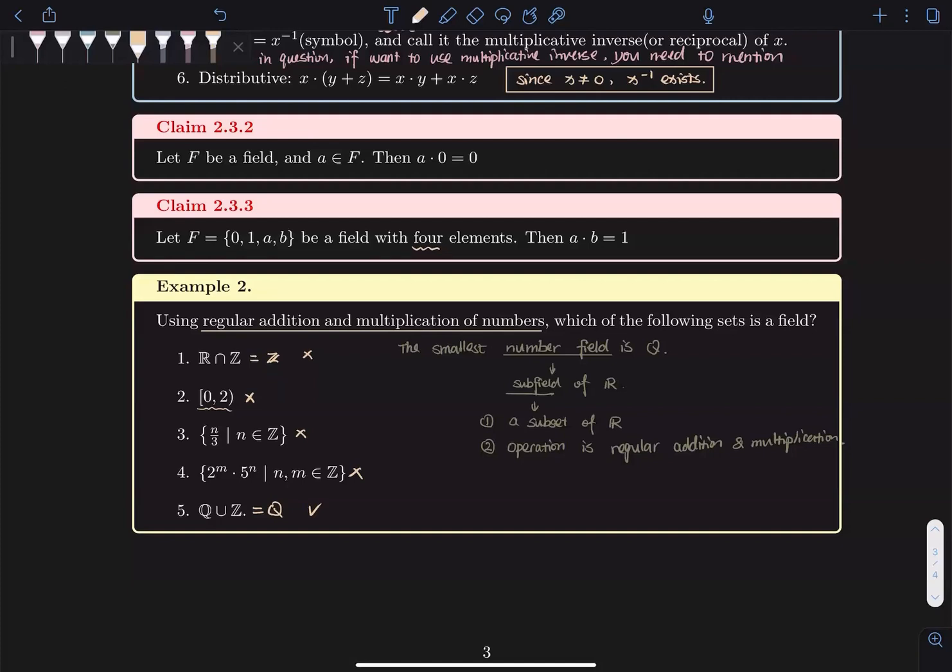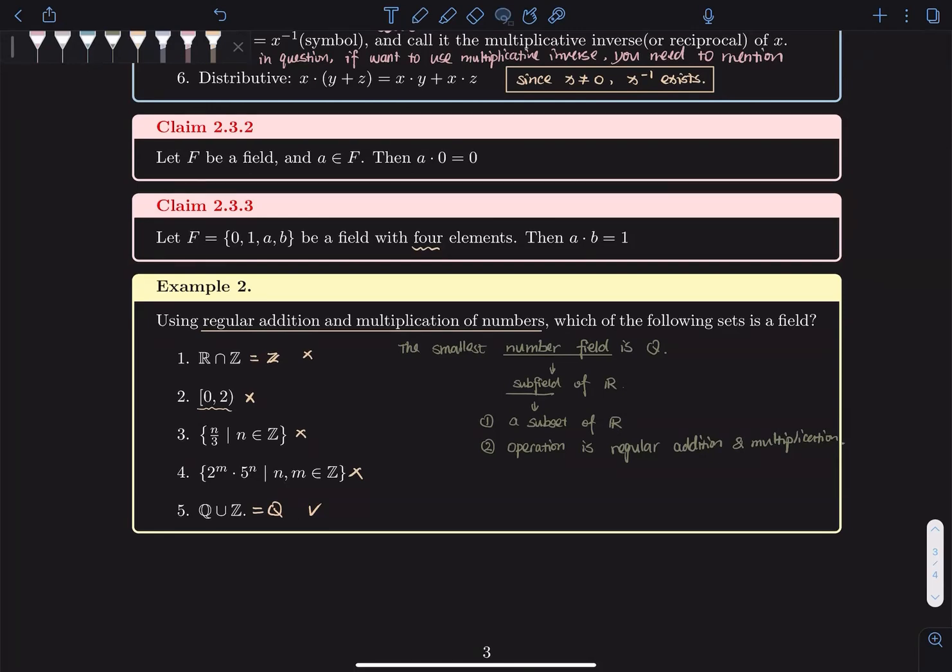See how fast it can give you the answers, although you need to prove it. So you cannot really use it directly. You cannot say, Lin said the smallest number field is Q, so those are not fields. You cannot use it like that, but it can give you some answers. So that's how I did it so fast. But we'll talk about the counterexamples and show how to prove.